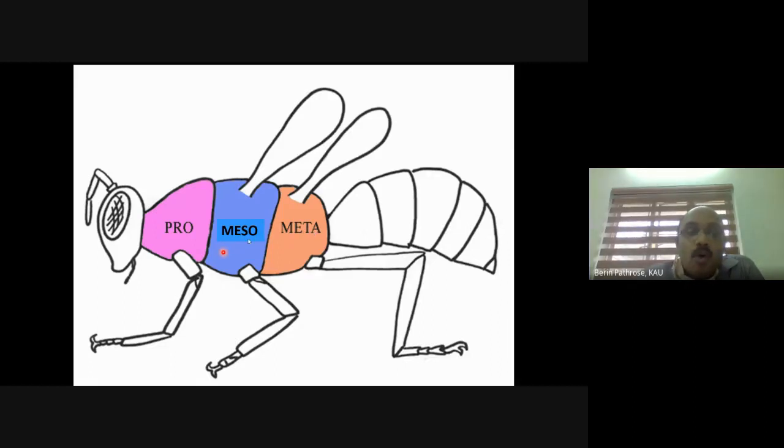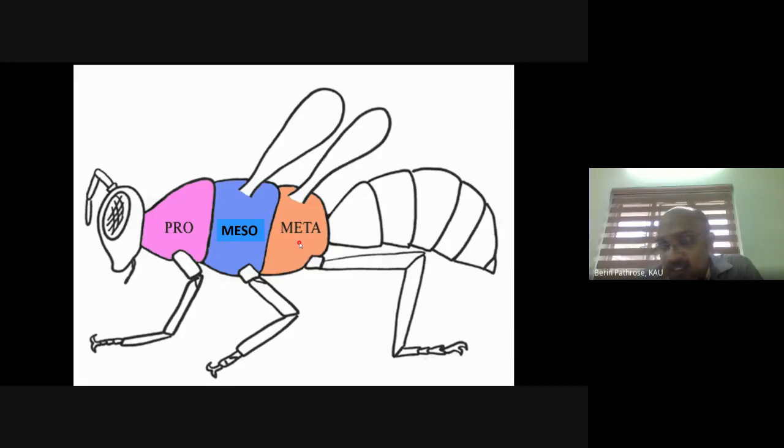Here all three segments, pro, meso, and metathorax, have a pair of legs each. You can see it is viewed from one side, that's why only one leg is shown. The other side will have the other pair of legs. So each segment has one pair of legs each. That means totally three pairs of legs.